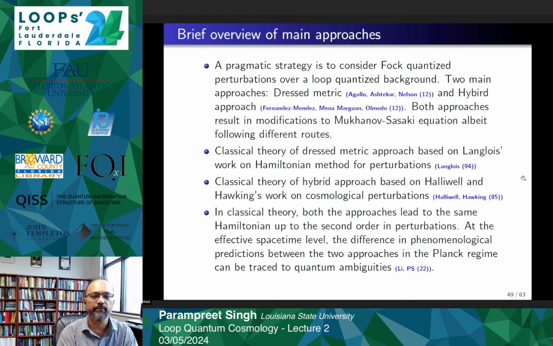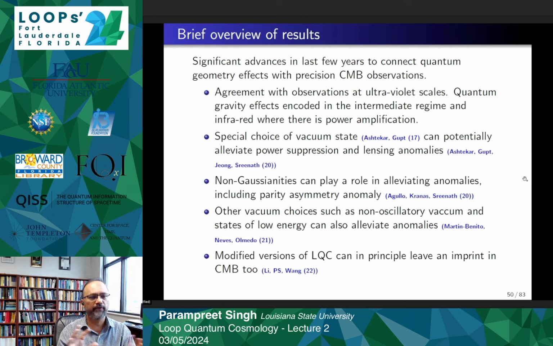That was my academic goal. Now, a brief overview of results. There are significant advances in the last few years to connect quantum geometry effects with precision CMB observations.